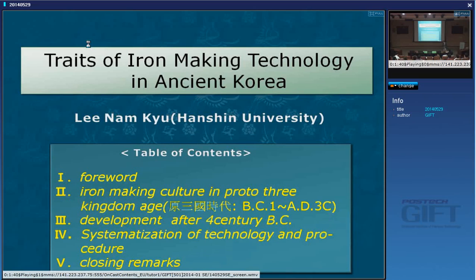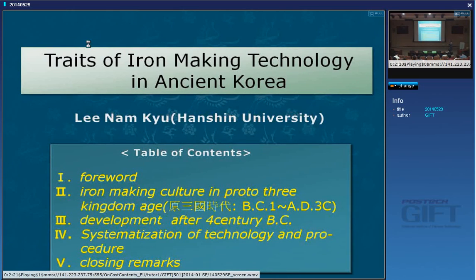Let's begin my lecture. Well, today's title is the traits of iron making technology in ancient Korea. This iron making means, formerly Professor Lee introduced steel making, but this iron making involved the iron making and the steel making together. And today's table of contents is formation of iron making culture in Proto Three Kingdom Age. And do you know Proto Three Kingdom Age? Don't know. I'll explain later.